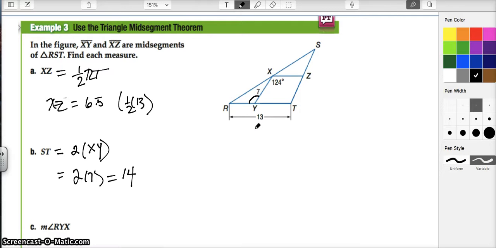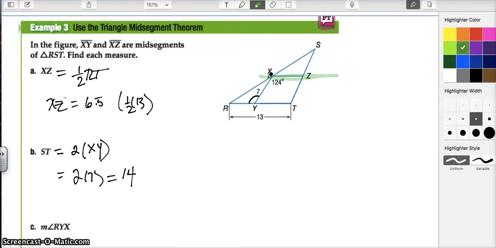So RYX. When I look at RYX, I recognize that it is created by this side and this line here. When I look at this side and this line, I can't help but think about parallel lines cut by a transversal. So here, I'm going to highlight this guy. We know that this is parallel to this. That's from the theorem we just talked about. The midsegment is always parallel to the third side.